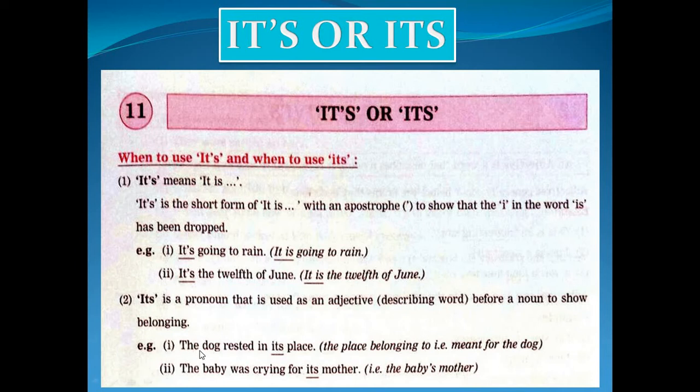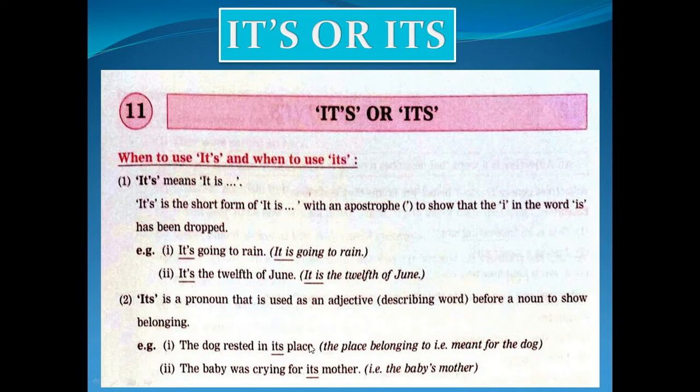I read the example once again. The dog rested in its place. Whose place was it? The dog's place. So it is showing the belonging of that place. It is of the dog.